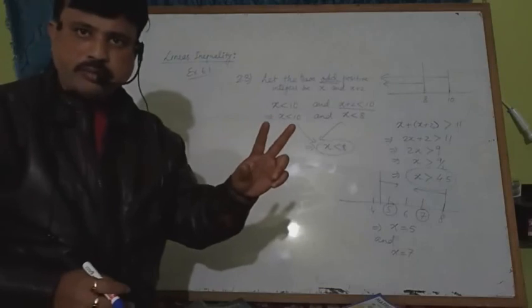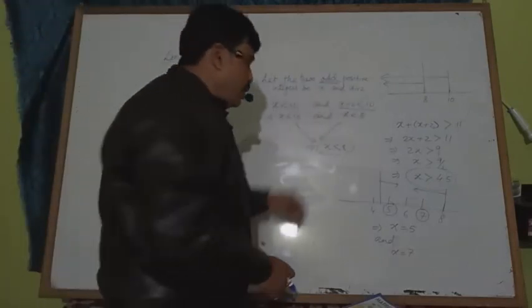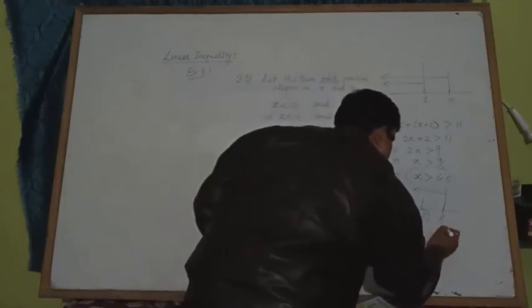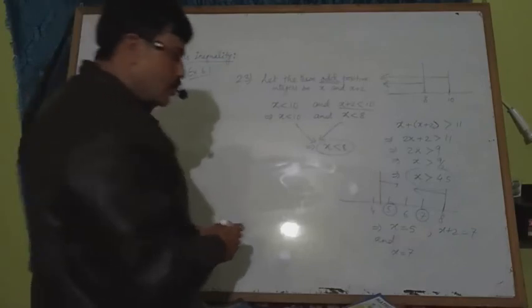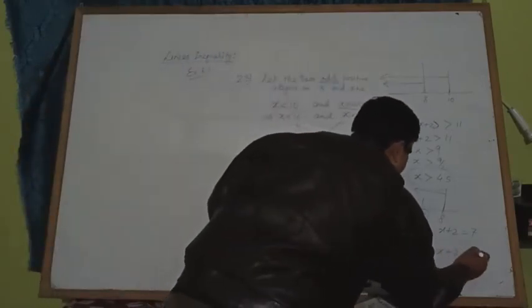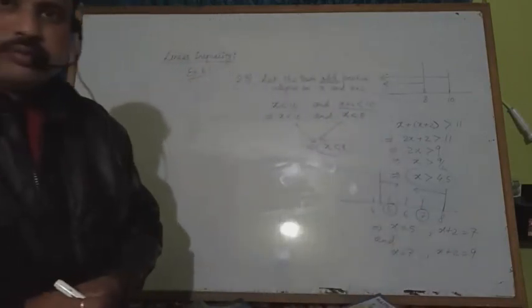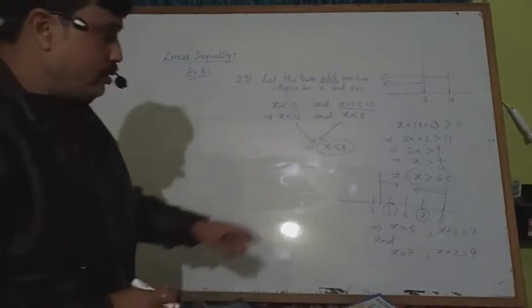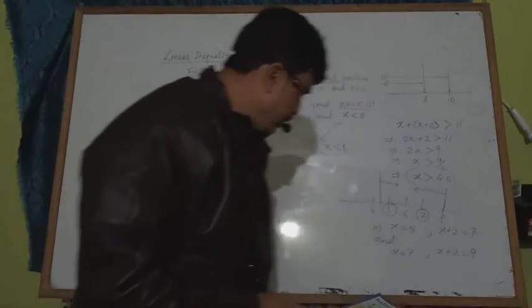You got two values, but you have to find x and x plus 2. So if x is 5, x plus 2 will be 7. And if x equal to 7, x plus 2 will be 9. So you will get two answers: 5, 7 and 7, 9 is your answer.